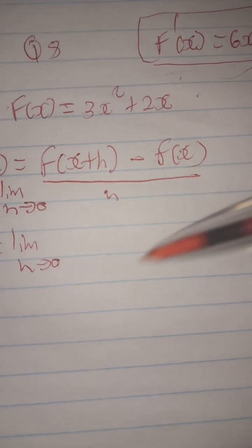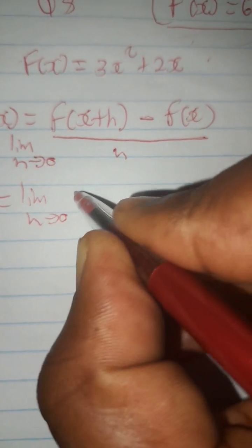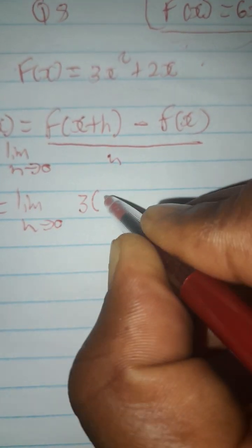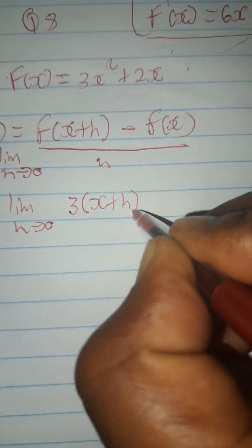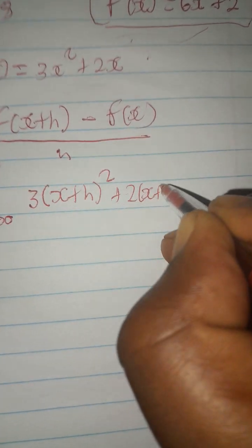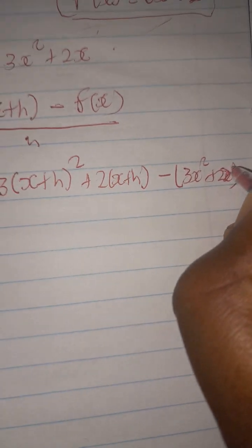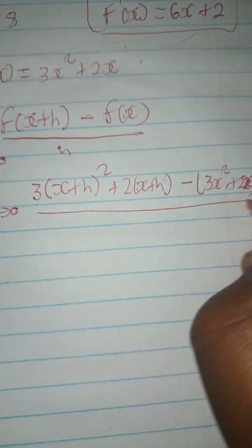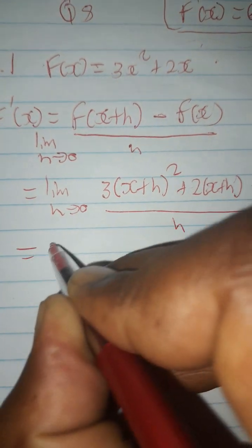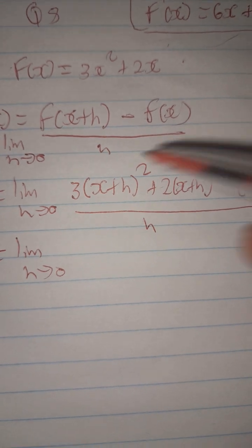But we need to prove that using first principles, which is using a formula here. So where there is x, we are going to replace it by x plus h. Plus x plus h minus the given function, which is 3x squared plus 2x, then divided by h. So we have the limit as h approaches 0. From here guys, we can work it out.